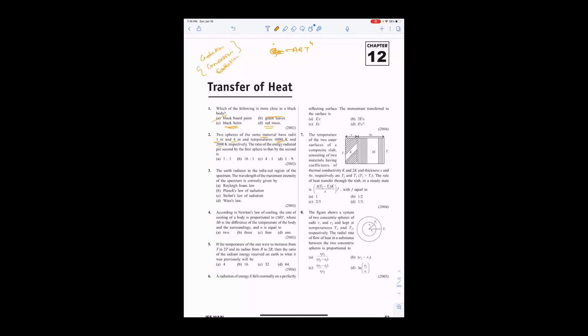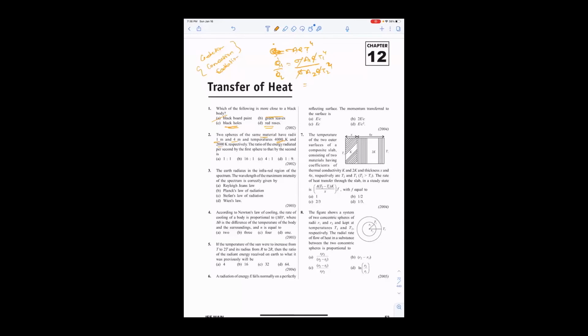So he is asking the ratio. Q1 dot by Q2 dot is equal to sigma A1 E T1 power 4 by sigma A2 E T2 power 4. It is the same material, so E is the same. Sigma is constant. Areas are different because radii are different. Temperatures are in Kelvin. Observe it. Temperature should be in Kelvin. If they gave it in degrees, convert it to Kelvin.